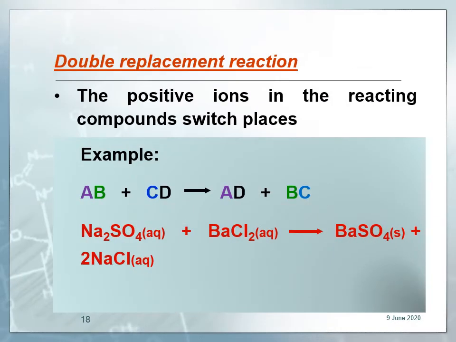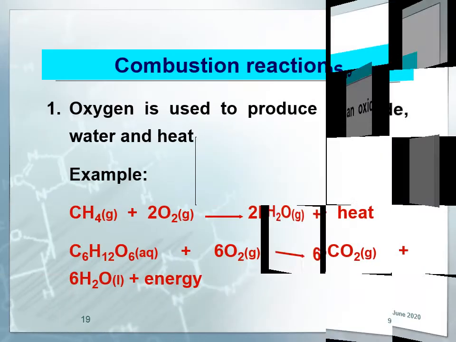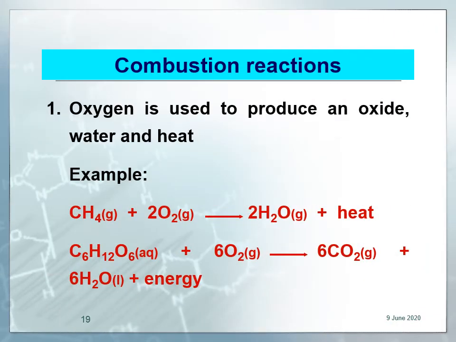In double replacement reaction, the positive ions in the reacting compounds switch places. As an example, here is the reaction of AB plus CD, forming AD and BC. Combustion reaction. Oxygen is used to produce an oxide, water, and heat.